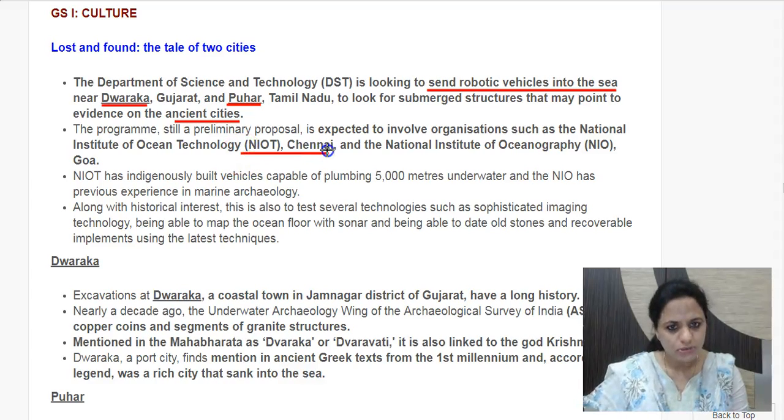Here the National Institute of Ocean Technology, Chennai, and the National Institute of Oceanography, Goa will be involved in this project to look for submerged structures. So this is the project. Dwarka, you should know, is an ancient town in Gujarat and it is said to be associated with the Mahabharata. It's mentioned in the Mahabharata, associated with Lord Krishna. Also, it has been mentioned in Greek texts as a rich city that sank into the sea. So this is an ancient legend also. This excavation would be undertaken here.